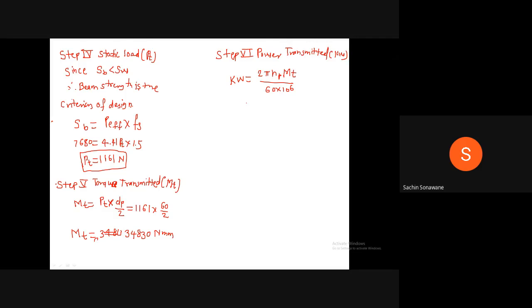Therefore, just substitute the values: 2 into pi into 1450 into 34830 divided by 60 into 10 raised to 6. Tell me the final answer. 5.288 kilowatt. Already we have written kilowatt. Therefore, this is our final answer: 5.288 kilowatt. Have all the students got the answer?